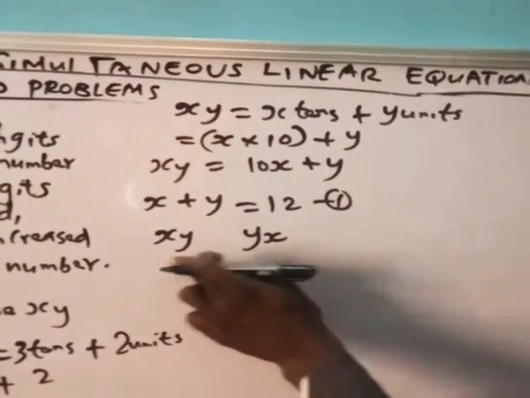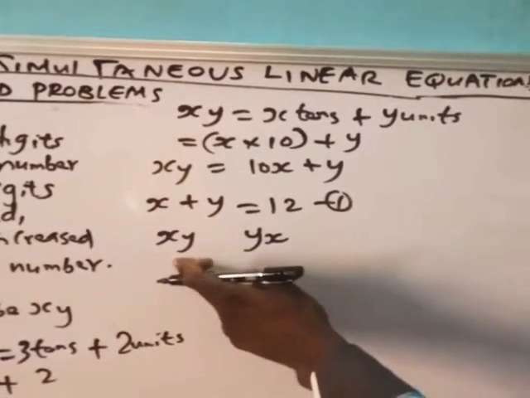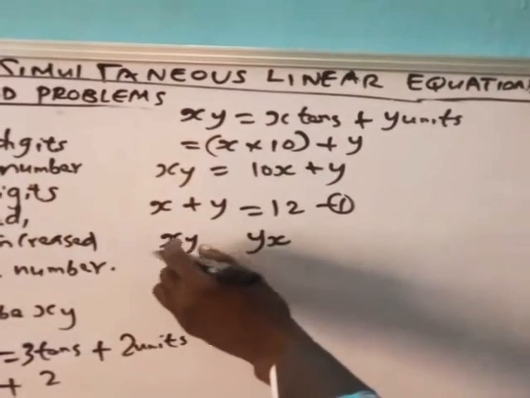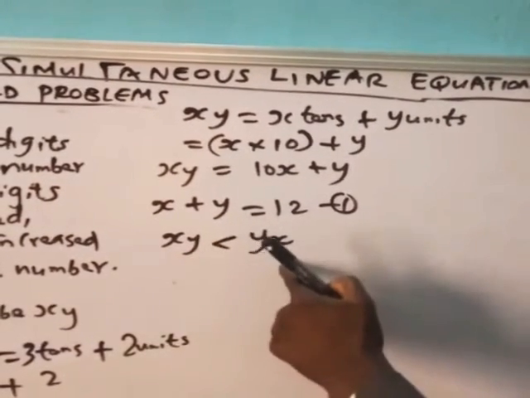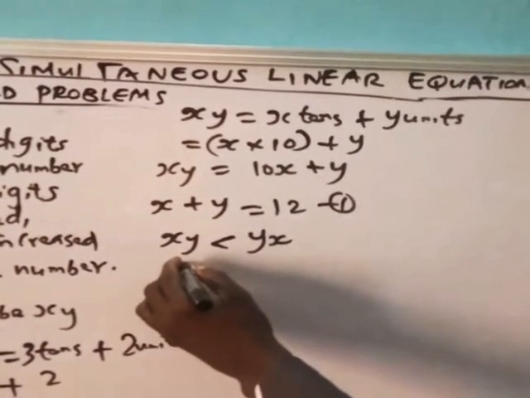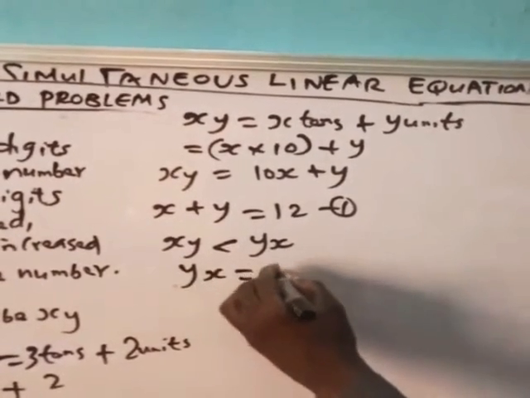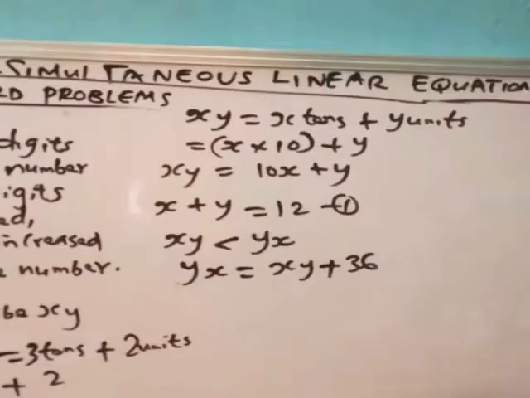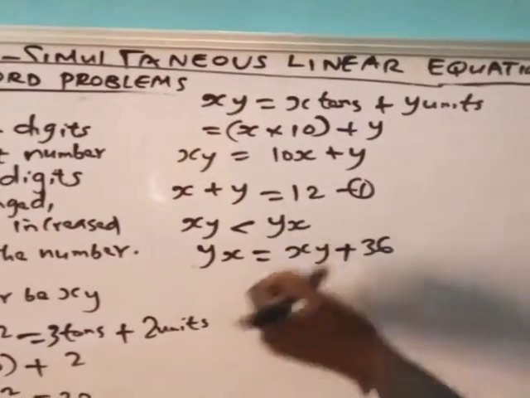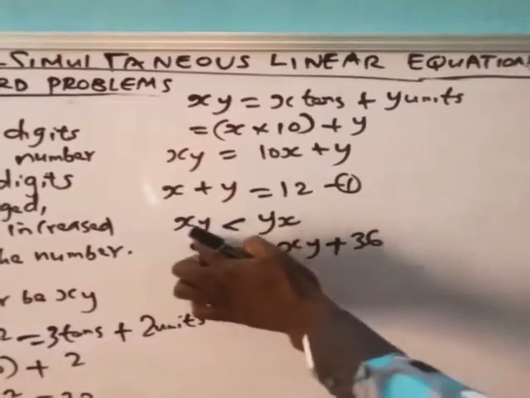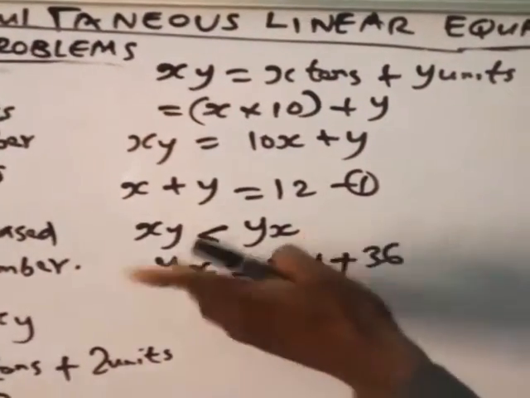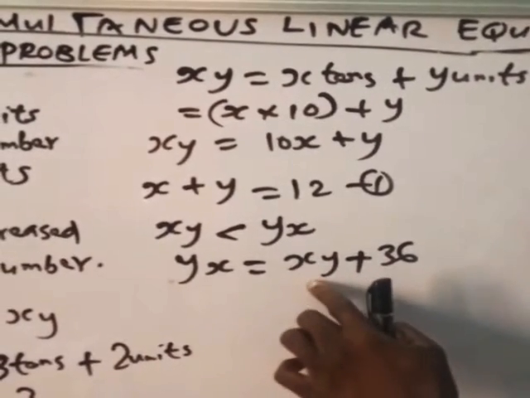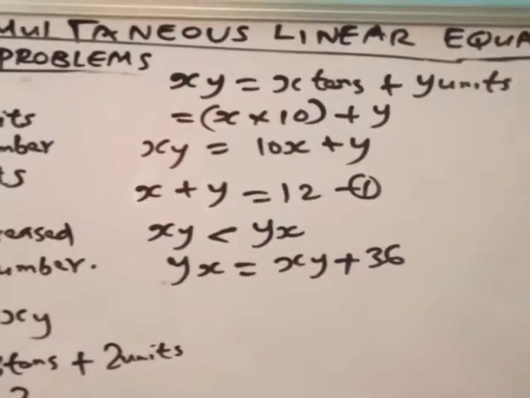The number is xy, increased by 36. That means what you get is more than this by 36. That means that the new number yx is more, so it will be equal to xy plus 36. It says the number is increased. That means the new number yx is higher. When you interchange the digits, the number is increased. That means the new number will be the old number plus 36. It's increased by 36. Find the number.